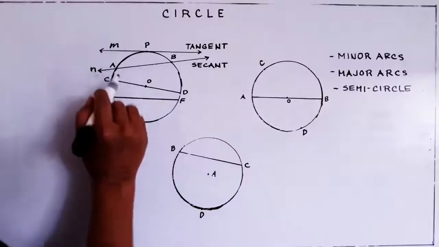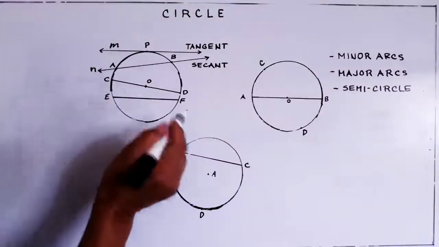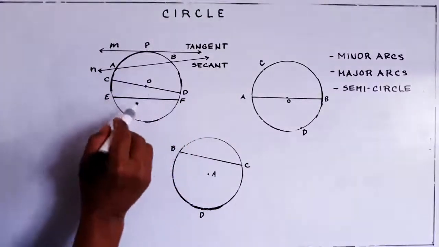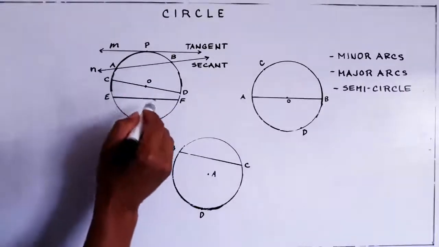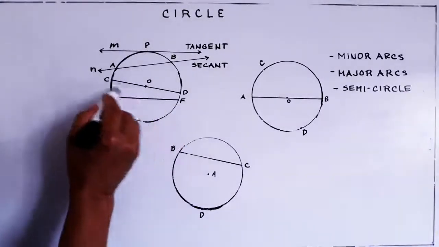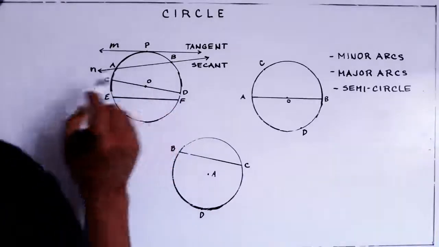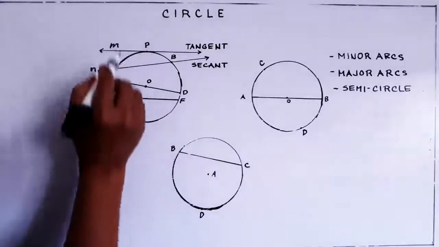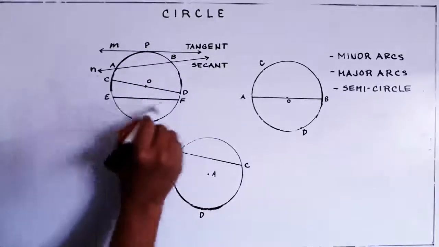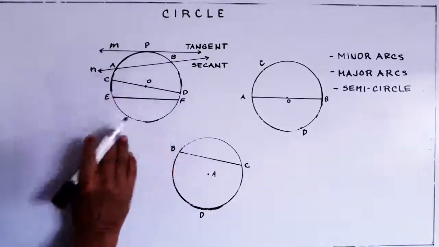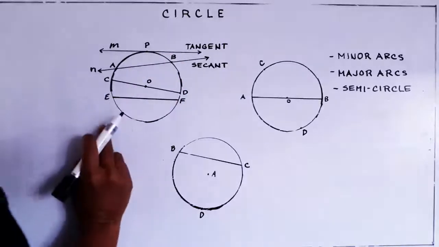We have 5 only, there are 8, there are so many, but the most important parts of our circle are the chord, the diameter, the circumference, so that you will not be confused. Let us study these line segments in our circle.